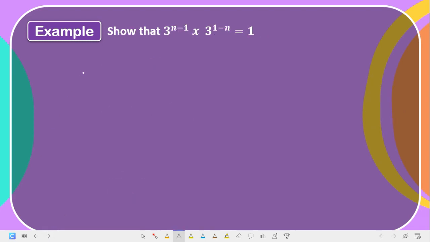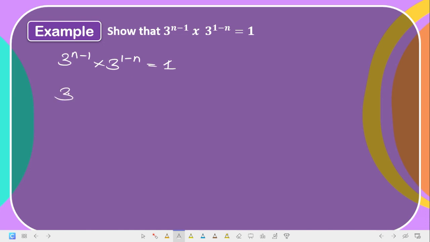The next one says show that 3 raised to the power of n minus 1 times 3 raised to the power of 1 minus n is equal to 1. Show that 3 raised to the power of n minus 1 times 3 raised to the power of 1 minus n is equals to what? 1. Now this is very easy. How do we solve this question? The bases are equal. So what do you do to the power? You add them.